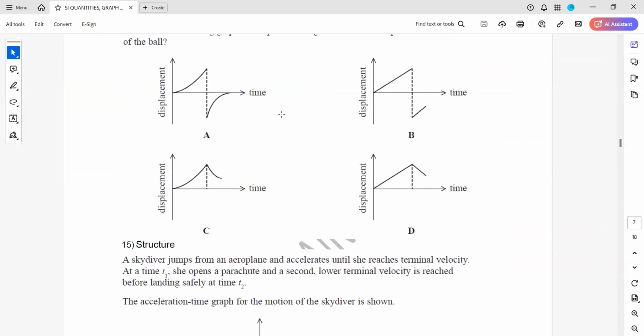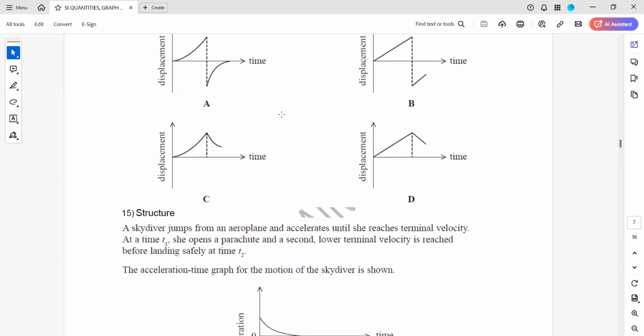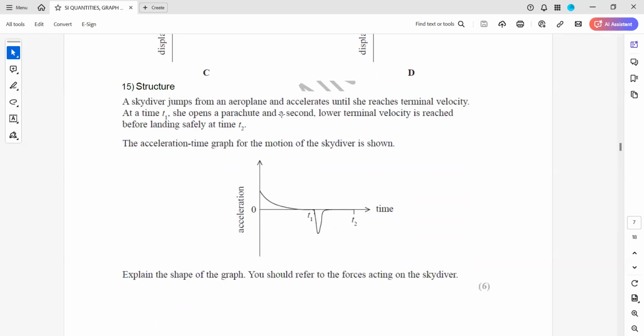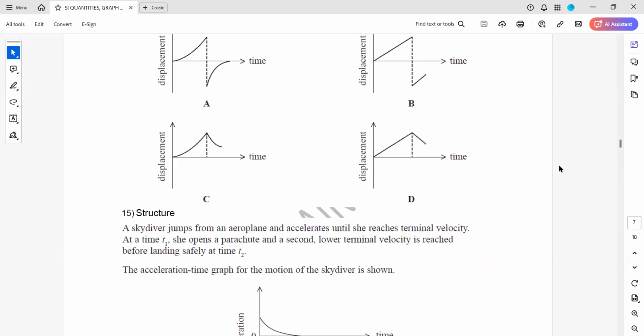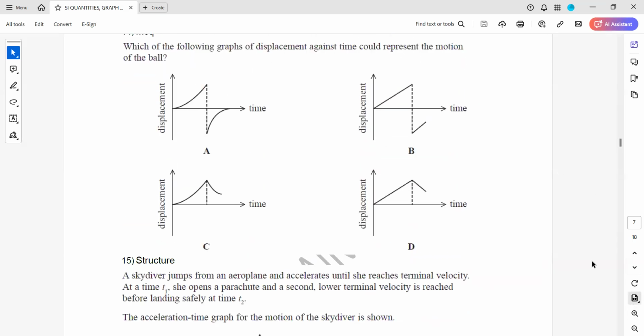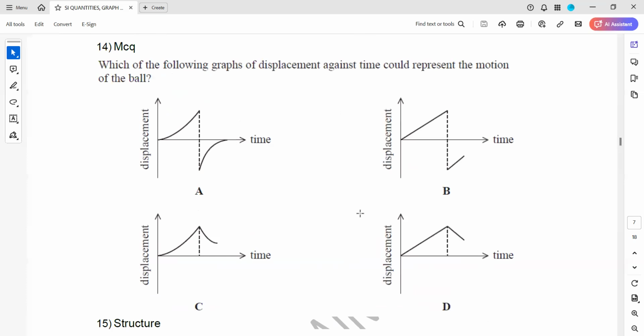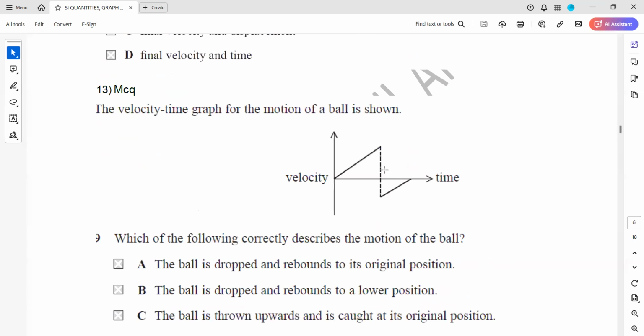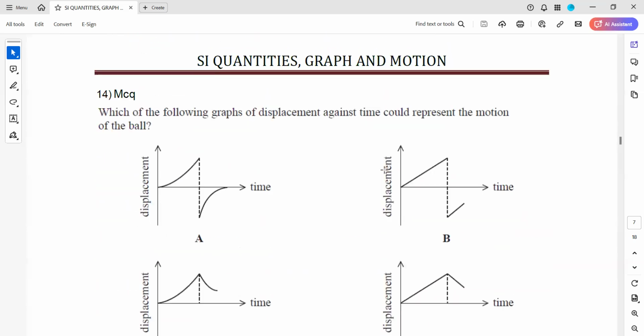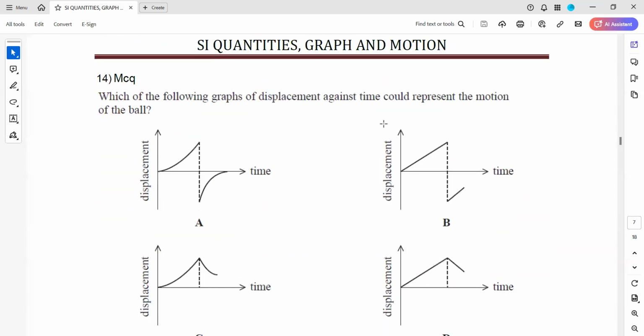Page 7, any doubts? Page 7. Question 14. In question 14, which of the following graphs of displacement against time could represent the motion of the ball? This is actually related to this part only, because the motion of the ball is there. So you have a velocity time graph and you need a displacement time graph.